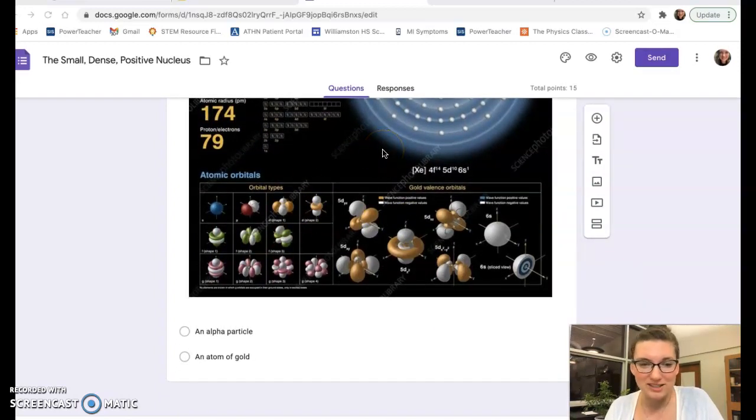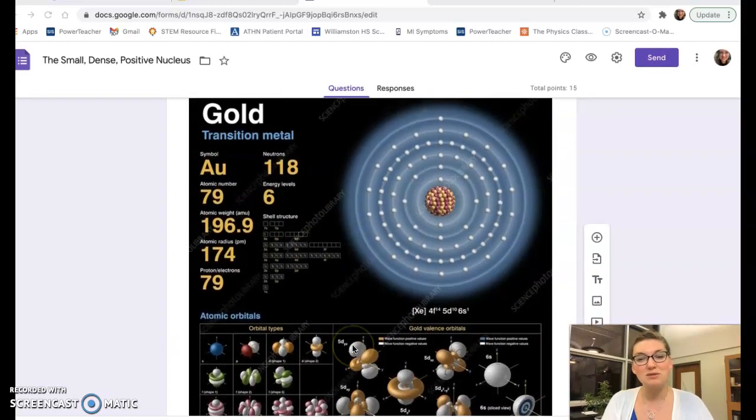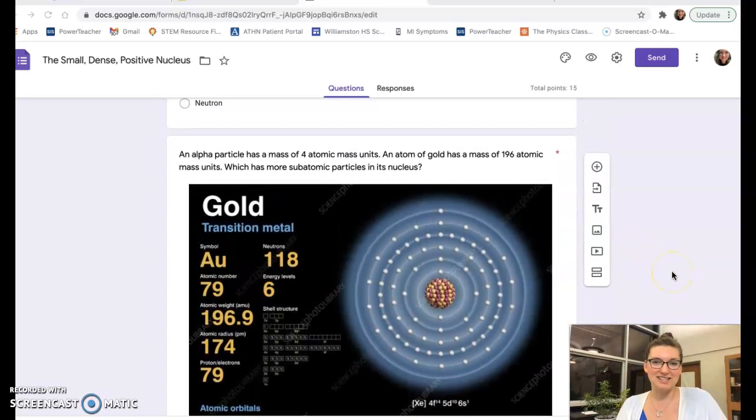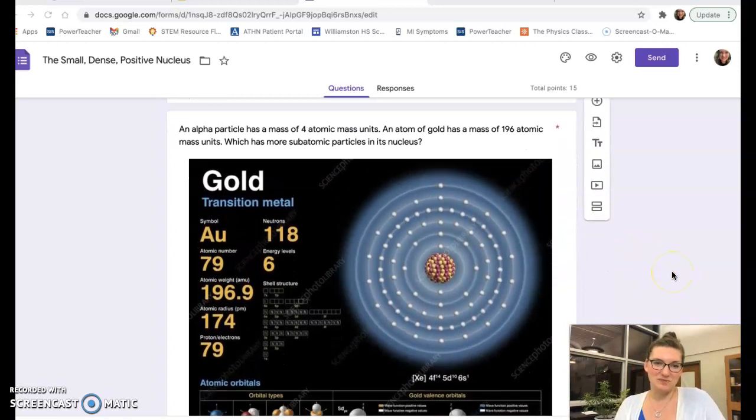The gold atom is obviously giant compared to the alpha particle. So obviously an atom of gold is going to have more subatomic particles in its nucleus than the other one.